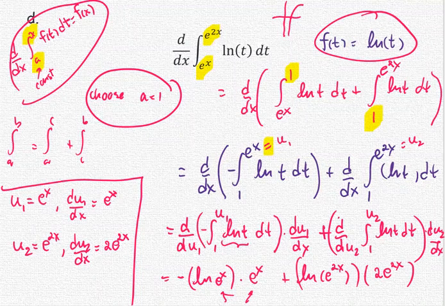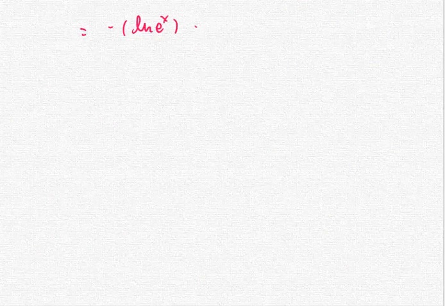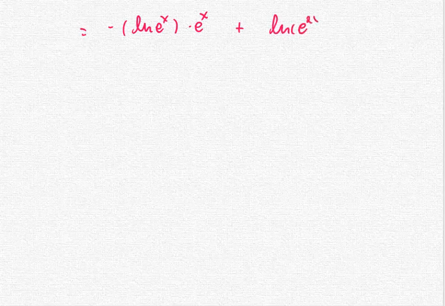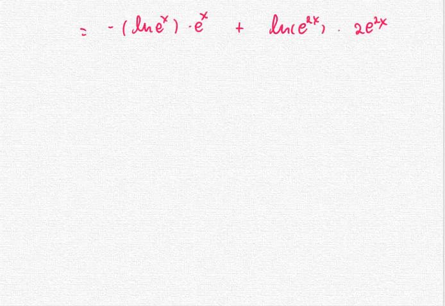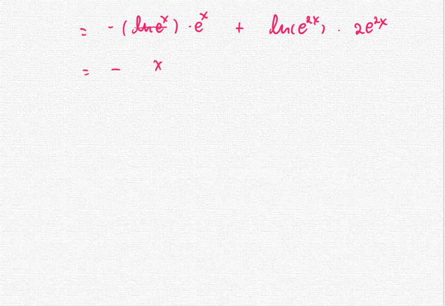I'm going to add one more slide here just to clean up what we have. From negative natural log e to the x multiplied by e to the x of the first one, and the second is the natural log e to the 2x multiplied by 2e to the 2x. So apply the natural log and exponential property. When you have the log and the exponential together, since they are inverses of each other, the first part can be simplified to just x, with the negative sign and e to the x.